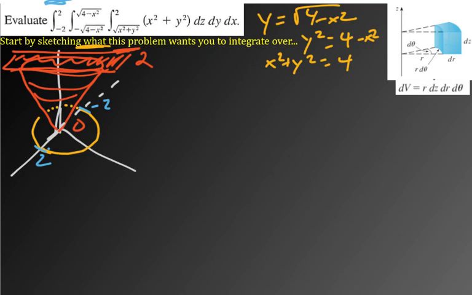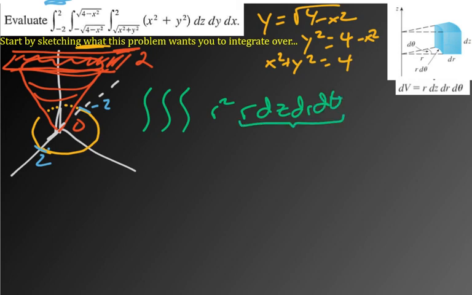So it definitely makes sense to convert it to polar, because that's what happens whenever you do cylindrical. If you convert this to polar, x squared plus y squared is r squared, and then you will have another r. And then we're going to have dz, dr, d theta. So this part is all just coming out of dv.